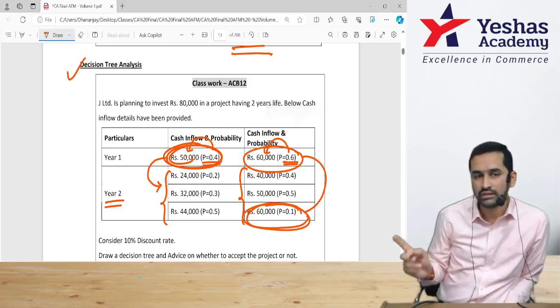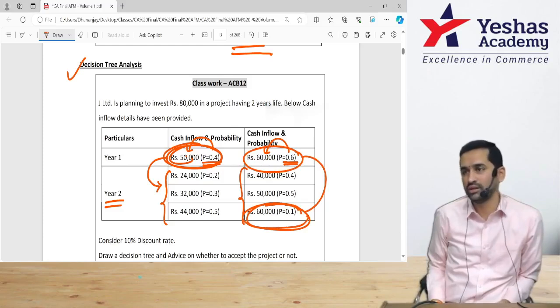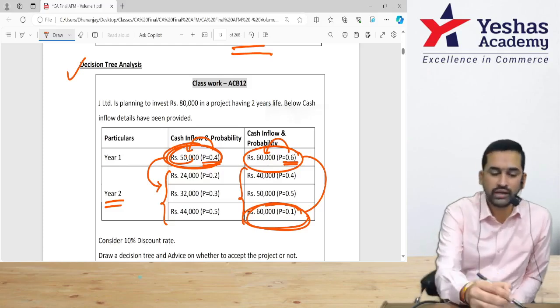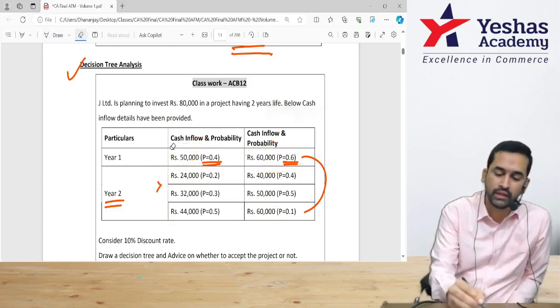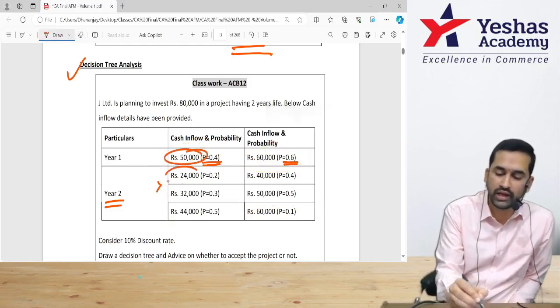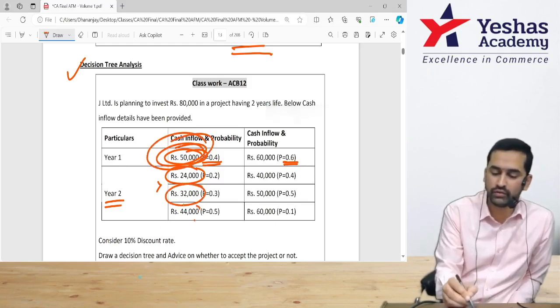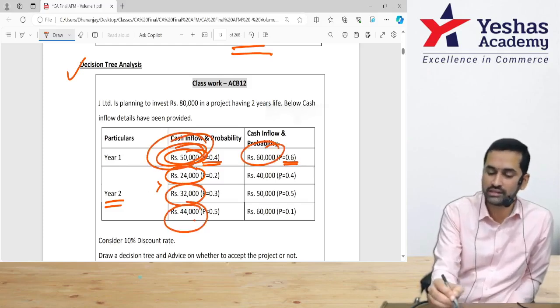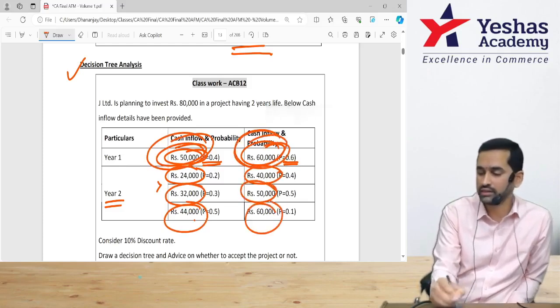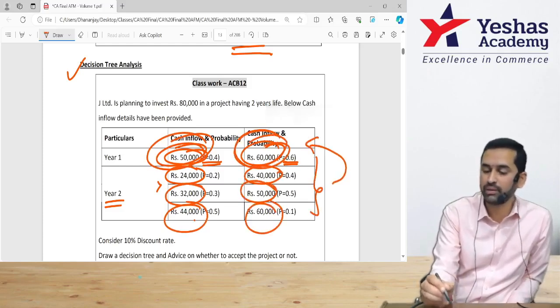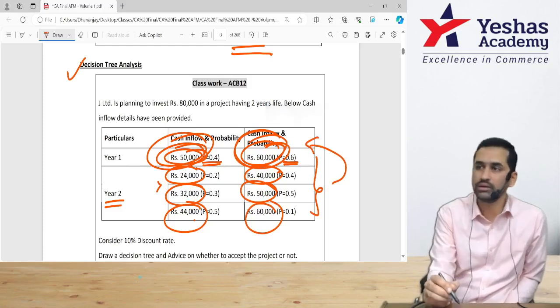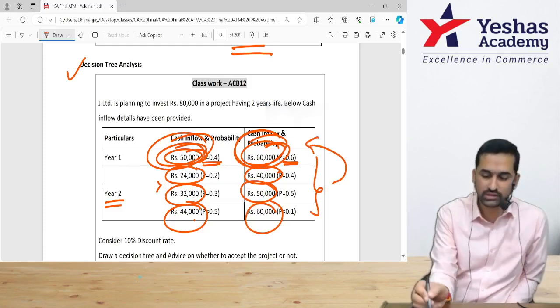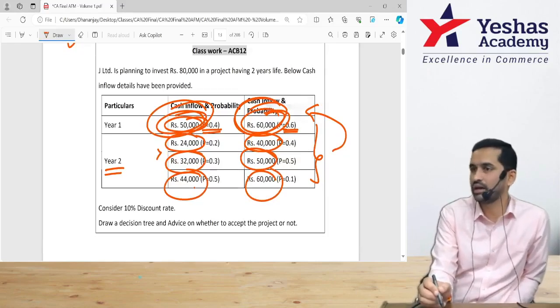Able to follow? These kind of problems cannot be worked out using scenario analysis, because now tell me, there are 6 scenarios. Am I correct? Think and tell me. Why did I say 6 scenarios? You may earn 50 and 24. You may earn 50 and 32. You may earn 50 and 44. Second set: 60 and 40, 60 and 50, 60 and 60. Second year numbers are dependent on first year number. For this, we need decision tree analysis.